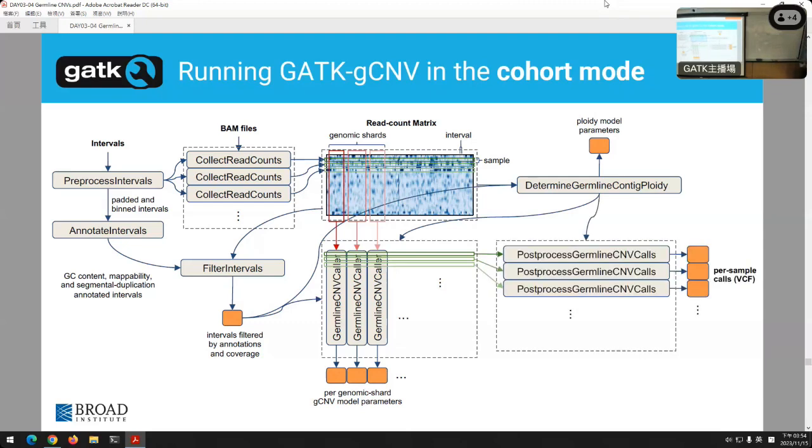And then once we have trained our model and estimated copy number, so we've filled in our copy number matrix, then we run PostprocessGermlineCNVCalls to turn those copy number estimates into actual copy number variant calls with quality scores and put those into per sample VCFs.